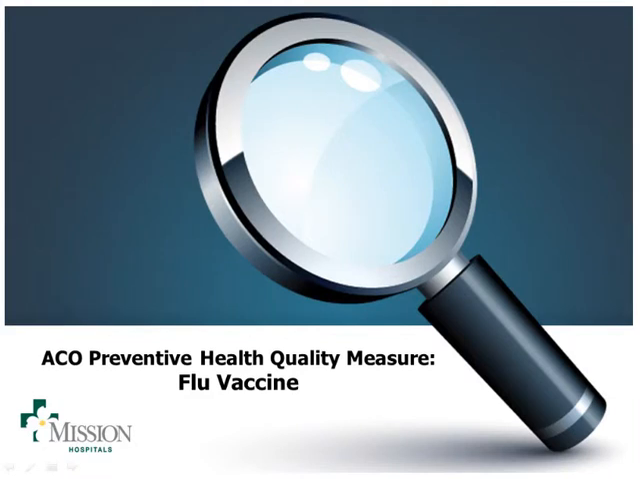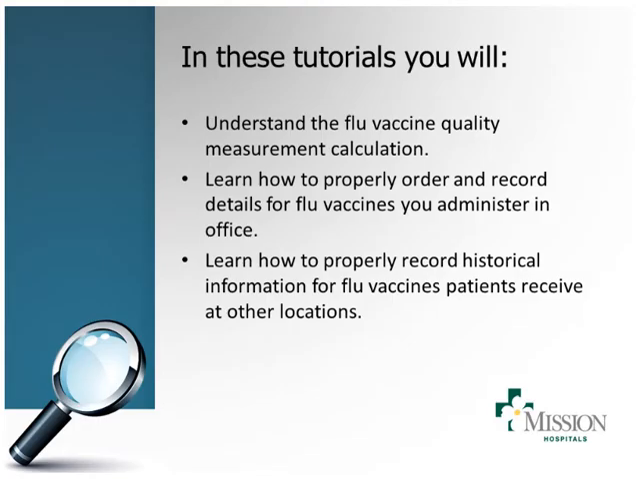Welcome to the tutorial ACO Preventives and Quality Measures Flu Vaccine. Flu vaccine documentation is an ACO preventive health quality measure. In these tutorials, you will understand the flu vaccine quality measurement calculation, learn how to properly order and record details for flu vaccines you administer in office, and you will learn how to properly record historical information for a flu vaccine patients receive at other locations.